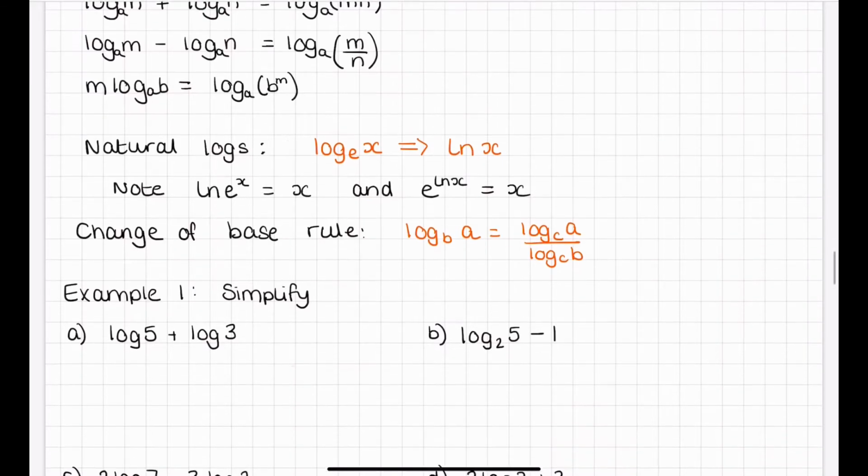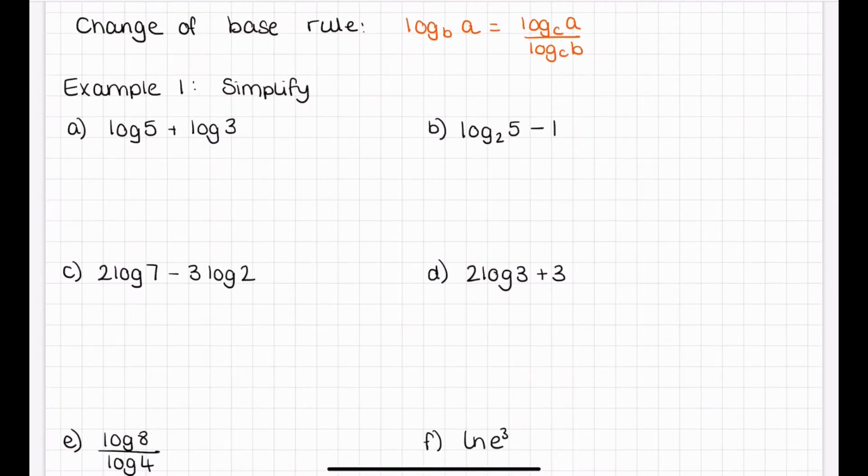So first of all, we're just going to simplify. So simplify log 5 plus log 3. To do that, we're just going to use that first law. So log 5 plus log 3 will equal the log of 5 times 3, which will equal the log of 15. Now remember, if there is no base, we assume it is base 10.